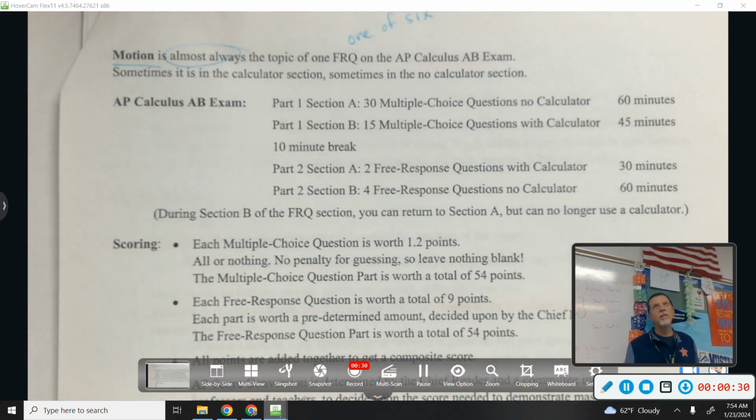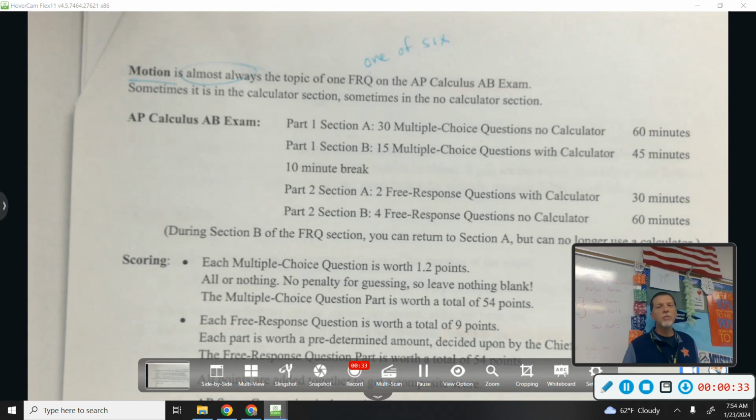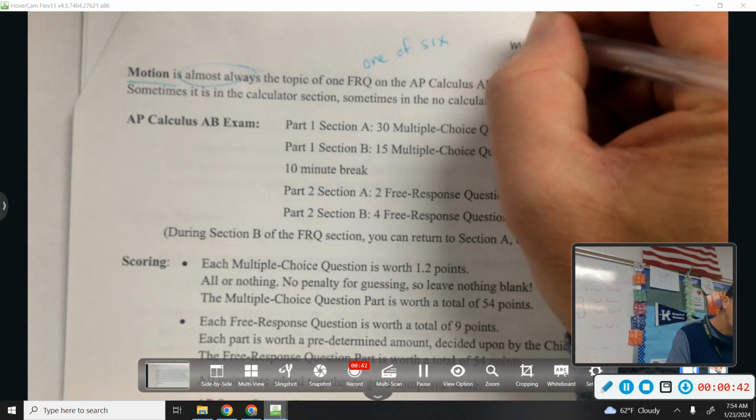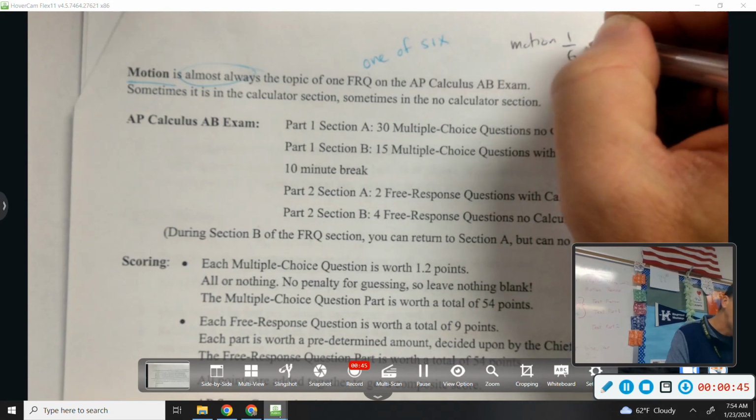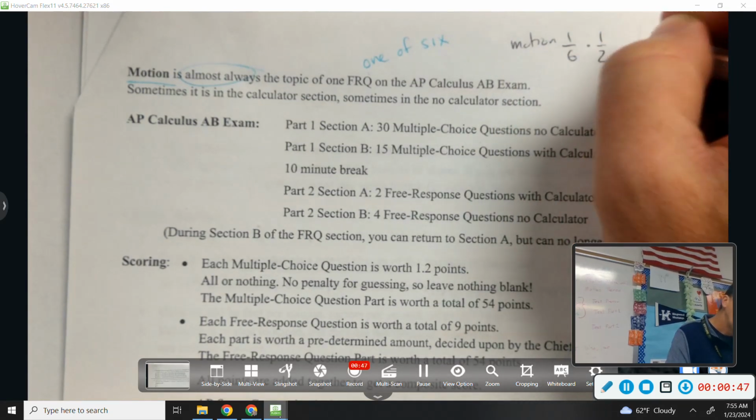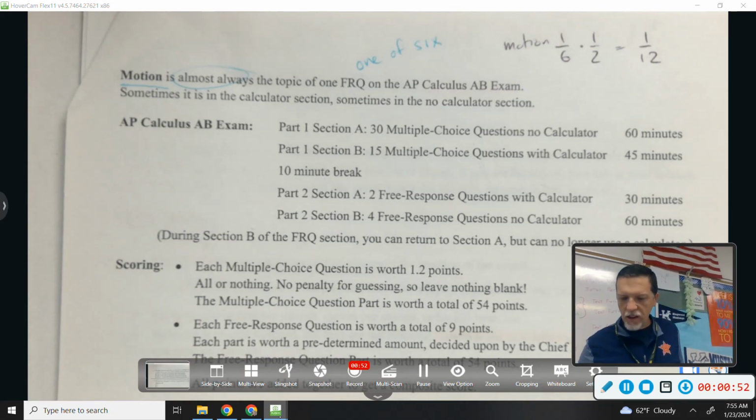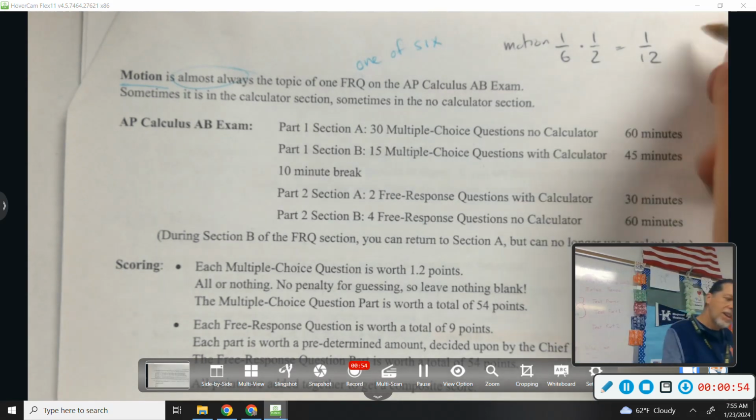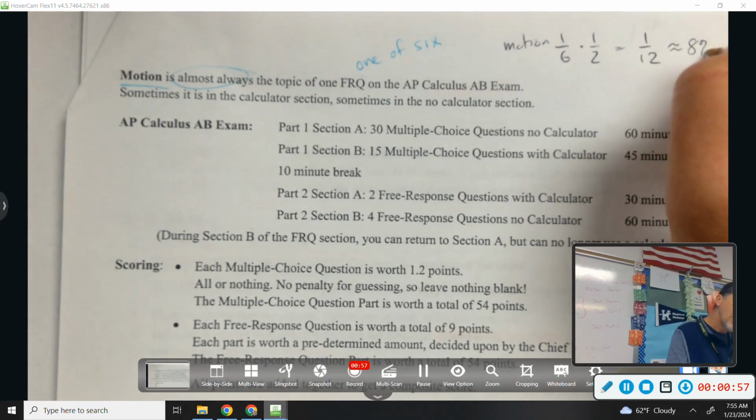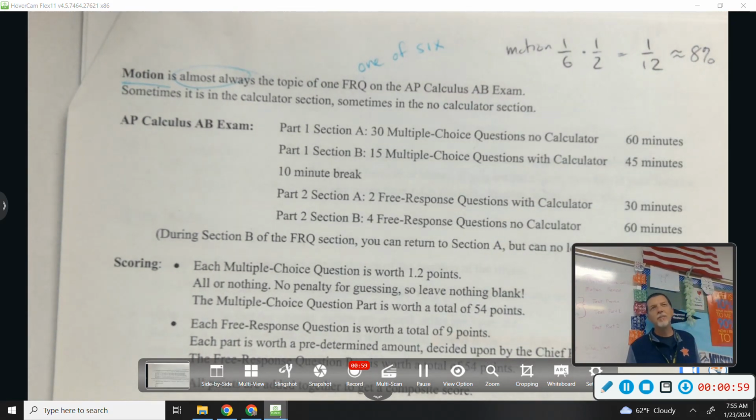And so, let's see how to phrase this. The free response section is weighted to be half, like multiple choice and free response are equally weighted. So motion is 1/6 of the free response, which is half of the overall test. So 1/12 of the test, 8% or so. 8% of the test is going to be a motion free response question, most likely.